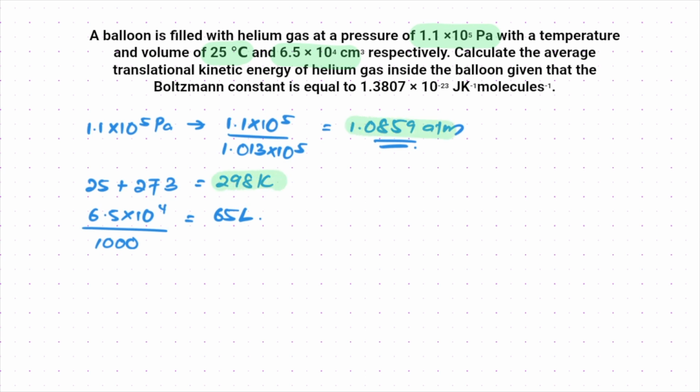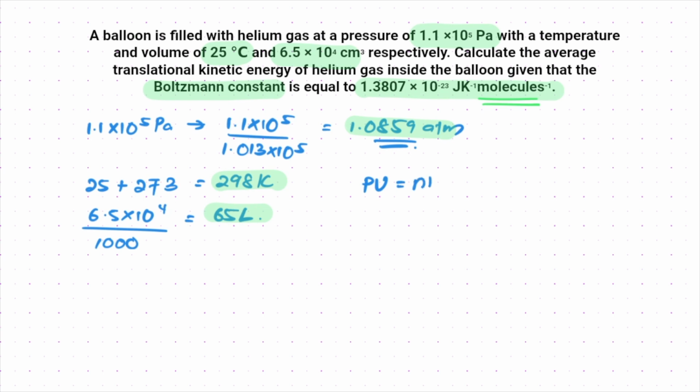So from all these values, you can find the number of moles. In order to calculate the average translational kinetic energy, you need to know how many moles and how many molecules there are in this helium gas. Because you were given the Boltzmann constant, you should always calculate the number of molecules available in this helium gas. The perfect formula we can use to find the number of moles is the ideal gas law.